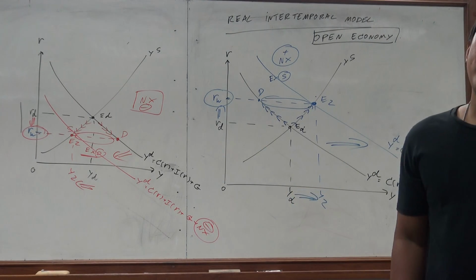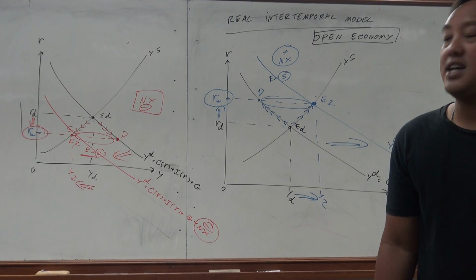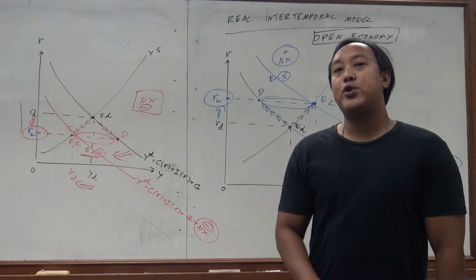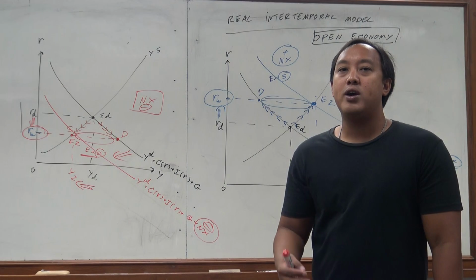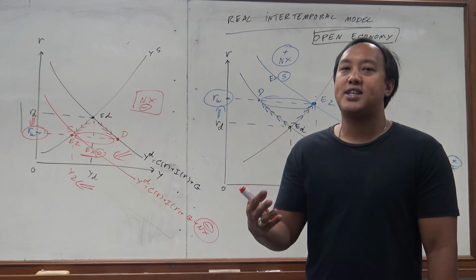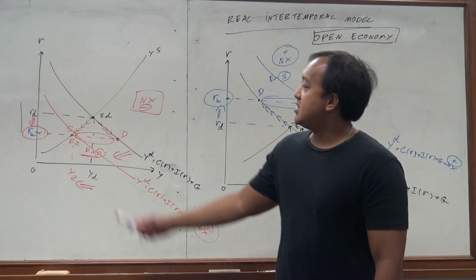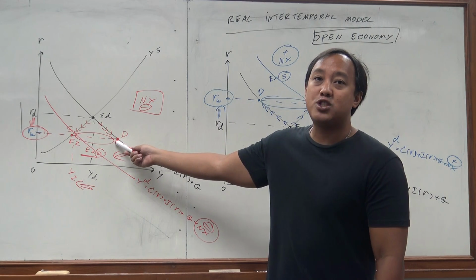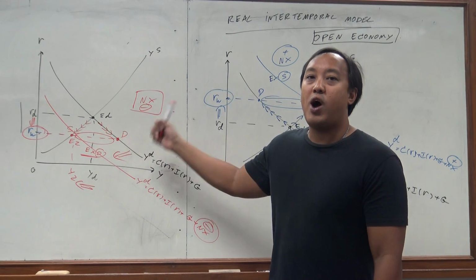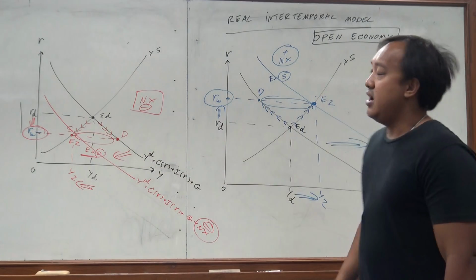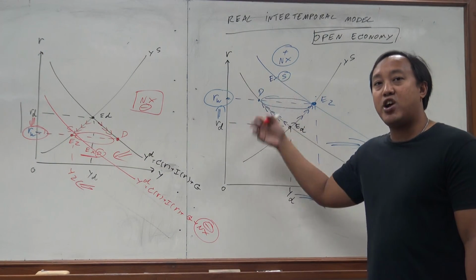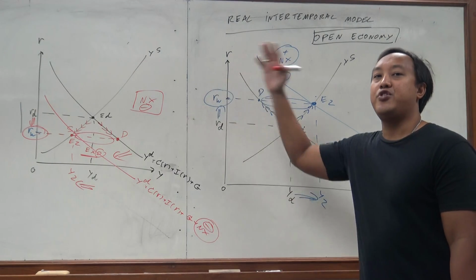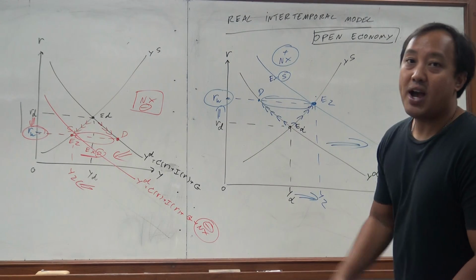So you can see that when you open the country, you have two cases, depending on how the real interest rate of the world compares to the real interest rate in our country. If the real interest rate of the world is lower than in our country, NX is negative and YD moves to the left. If the real interest rate of the world is higher, then NX is positive, we're going to export more, and YD shifts to the right. We have two cases here.